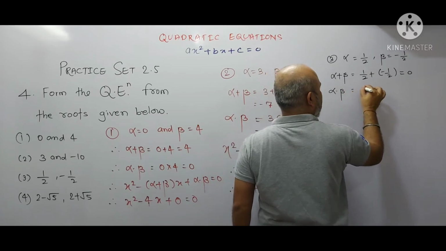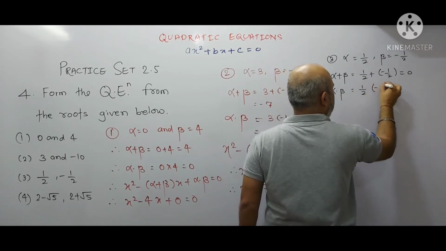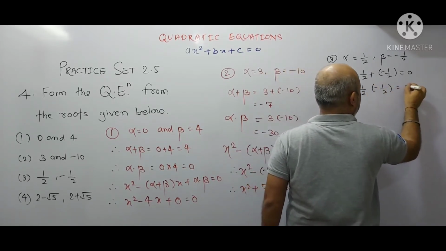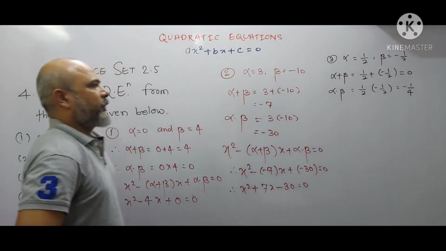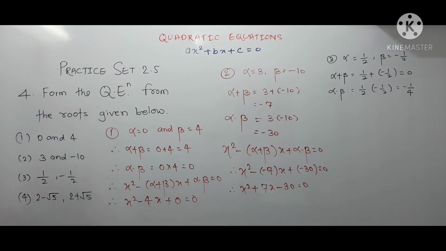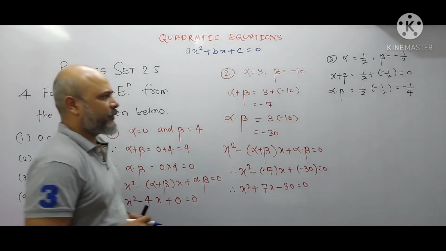Now we will find alpha into beta. So this will be, alpha is what? 1 by 2 and beta is minus 1 by 2. So this will be minus 1 by 4. Alpha is 1 by 2 and beta is minus 1 by 2. So when you multiply, you will get minus 1 by 4.